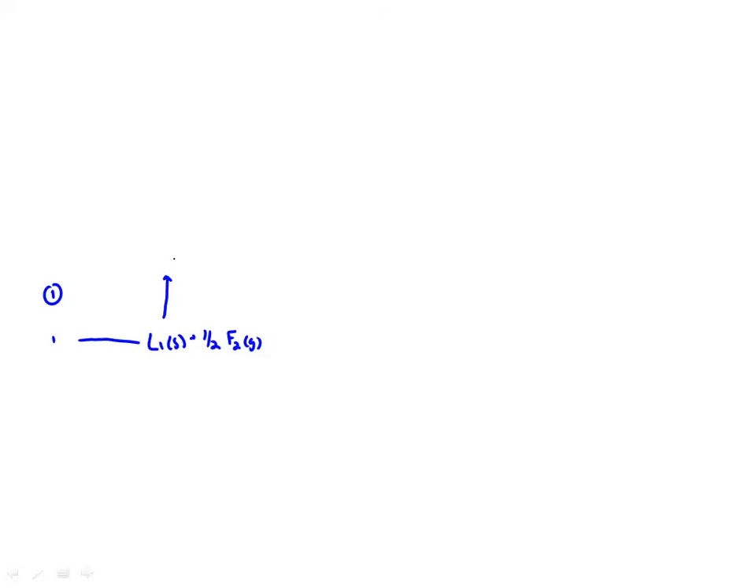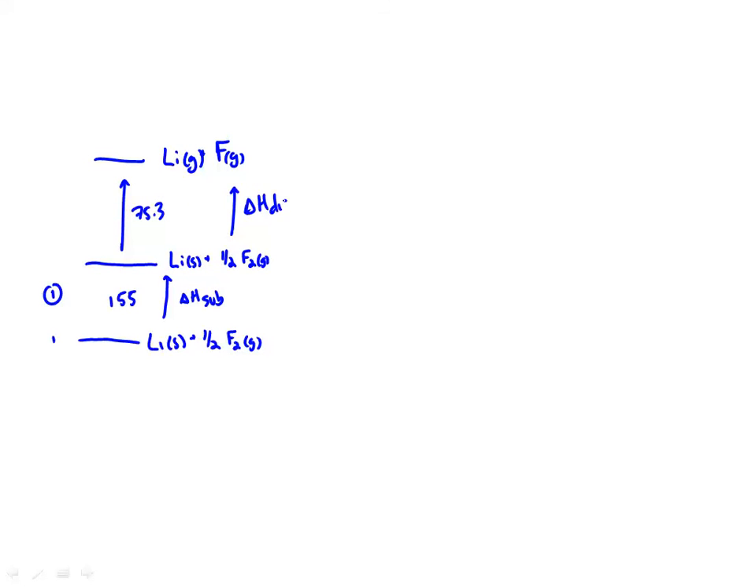Then I'm taking my energy and I'm going to lithium gas plus 1/2 fluorine gas. So that was my delta H of sublimation. That was 155. Then I'm going to take my fluorine gas and just make it into fluorine atoms. So now I've got lithium gas and fluorine gas. That was 75.3 kilojoules, and that's my delta H of dissociation.